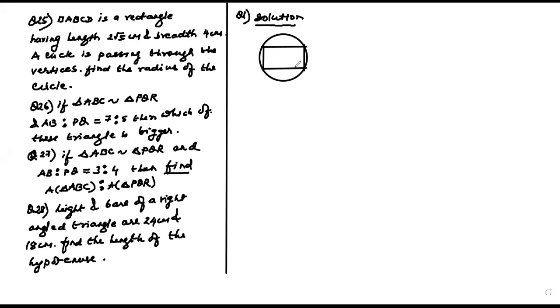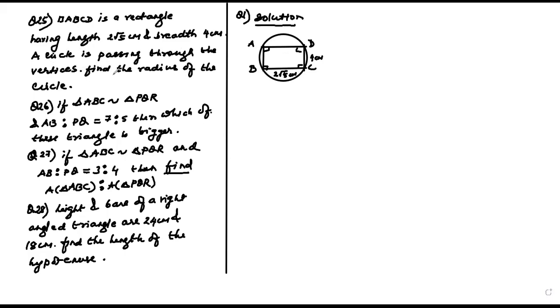You can see here, children, a circle is passing through the vertices of a rectangle. Rectangle means what? A quadrilateral whose all angles are 90. Let me name it as ABCD. Length, we normally refer to the bigger side of a rectangle, so let me take BC as 2 root 5. Breadth, we refer to the smaller side of the rectangle, so let us take DC as 4 centimeter.